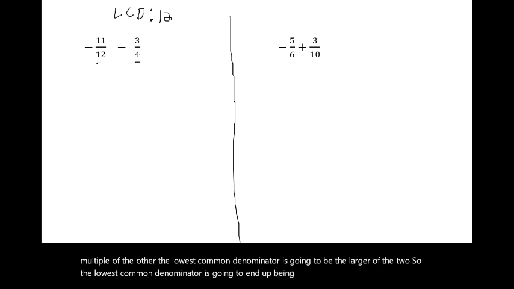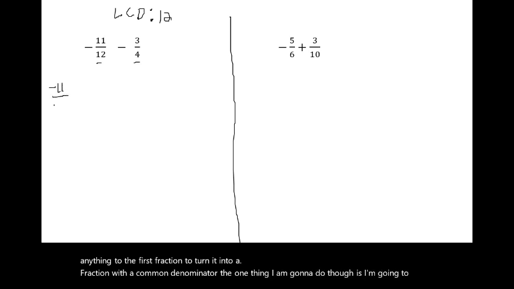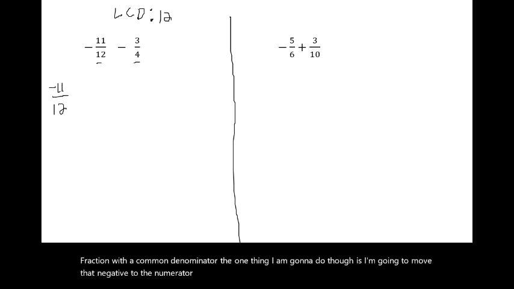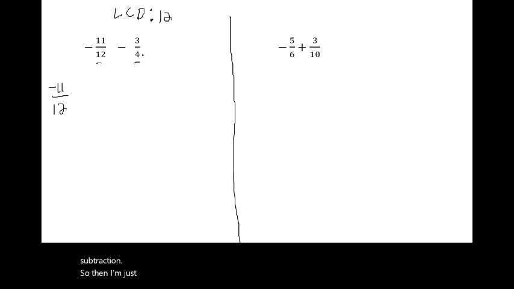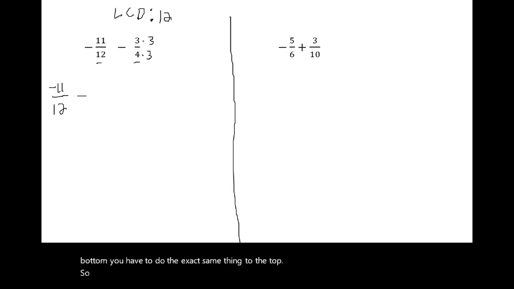So we don't even need to do anything to the first fraction to turn it into a fraction with a common denominator. The one thing I am going to do, though, is move that negative to the numerator, because in a few minutes I'm going to be ready to do the subtraction. So then I'm just going to turn this 4 into 12 by multiplying it by 3. Whatever you do to the bottom, you have to do the exact same thing to the top. So then we have negative 11 over 12 minus 3 times 3 is 9 over 4 times 3 is 12.